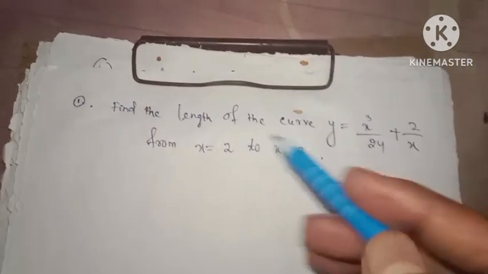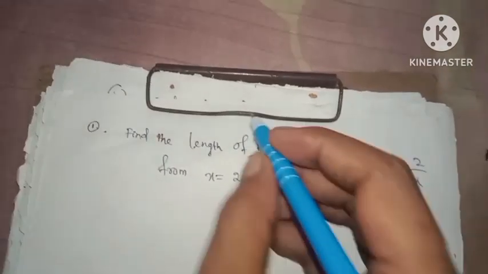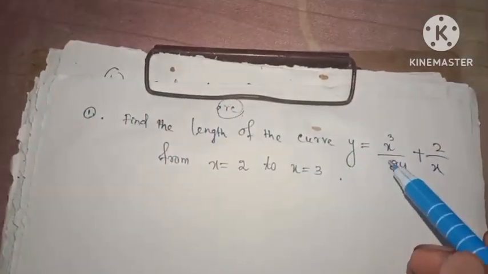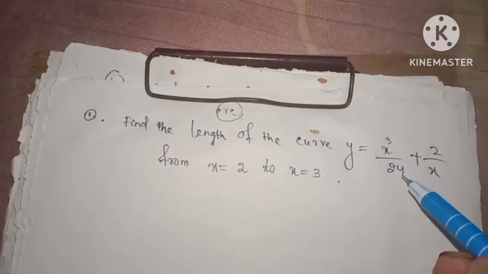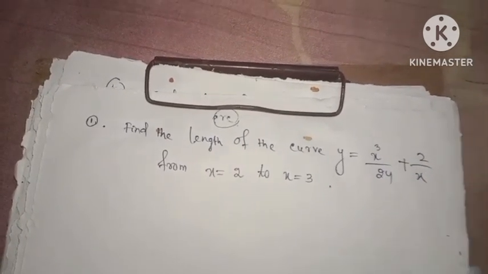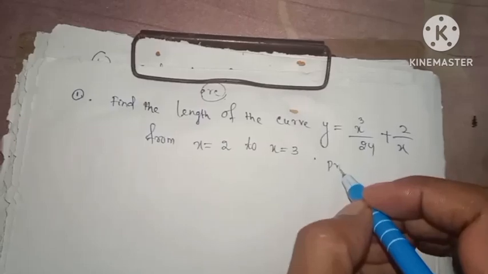Today I will explain how to find the length of the curve, or arc length, of the curve y equal to x cube by 24 plus 2 by x, from x equal to 2 to x equal to 3. This is the limit of x. This is a previous question.